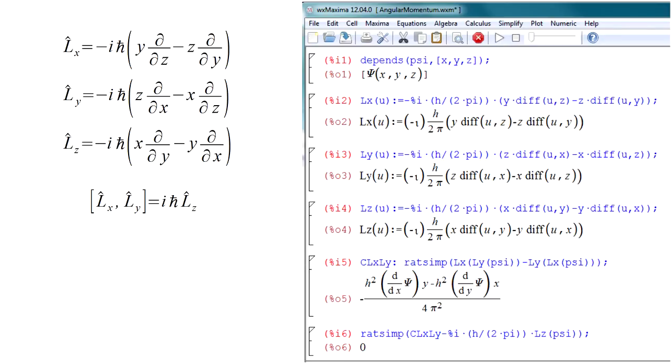That's minus h over 2 pi quantity squared. That's minus h bar squared. And I get y times the slope in x minus x times the slope in y. And if you look up at the Lz hat expression, that's the Lz hat expression just with an extra factor of i h bar. So we've shown that commutation relation. And then it's simple to just change the x's, y's, and z's to get the other two commutation relations.